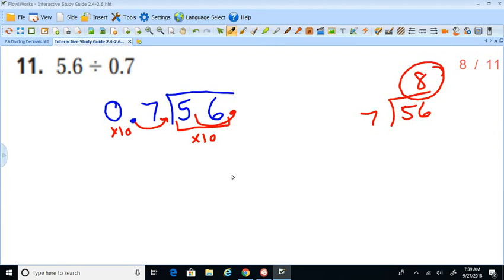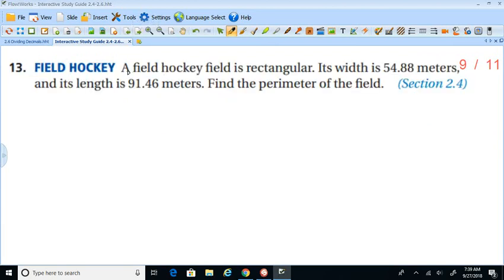A field hockey field is rectangular. Key information. Its width is right there, 54.88 meters. Its length is 91.46 meters. Find the perimeter of the field. So the easiest thing you should do is draw yourself a picture real fast. It's a rectangle. It's a field.